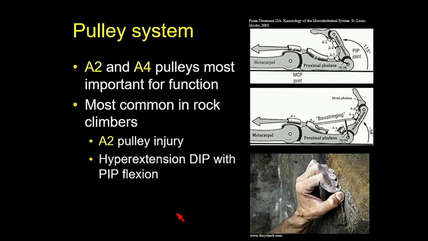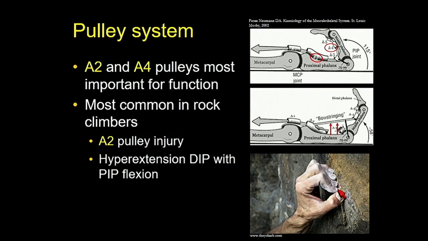So the A2 and the A4 pulleys are the most important for function. As I showed you on that previous image, the A2 pulley is a broader pulley than the other ones. And in rock climbers, the A2 pulley is the most likely to be injured. So there's the A2 pulley and there's the A4 pulley. And when there's injury here, what happens is the tendon now bowstrings. So it's now elevated from the underlying bone.